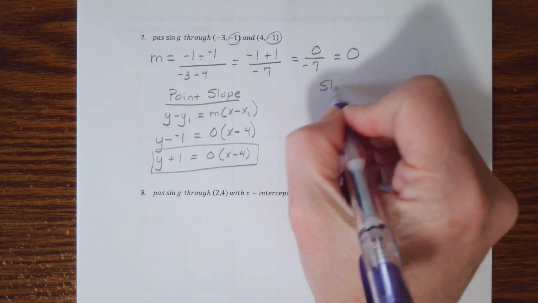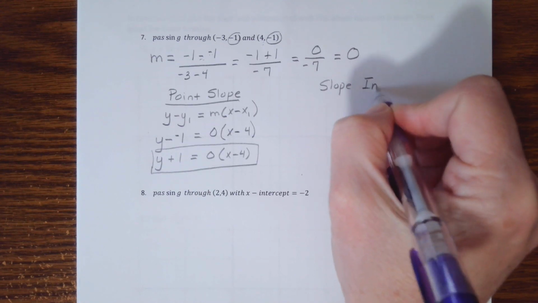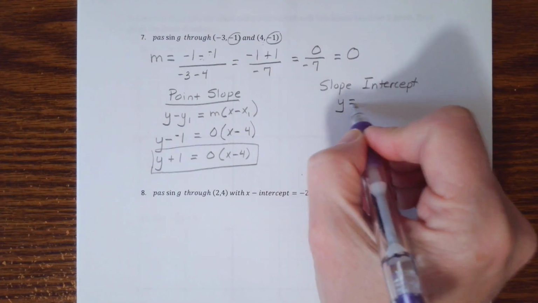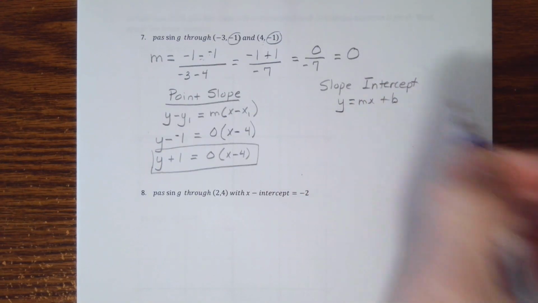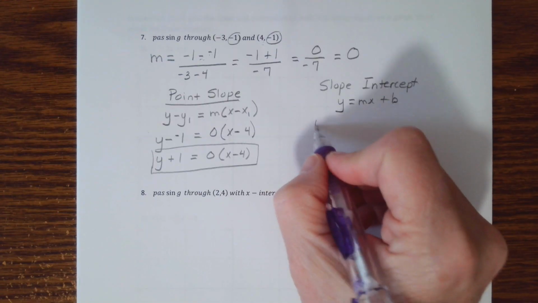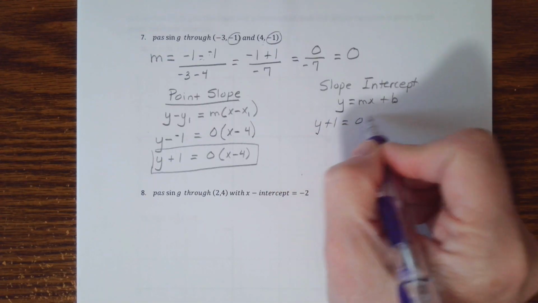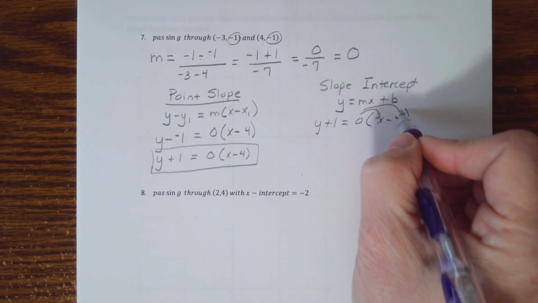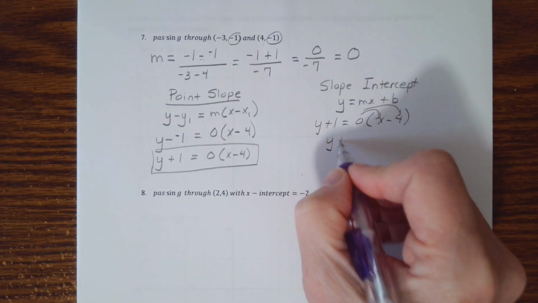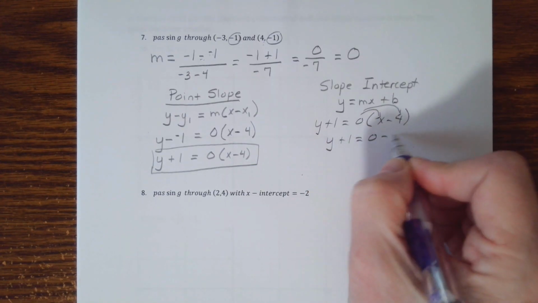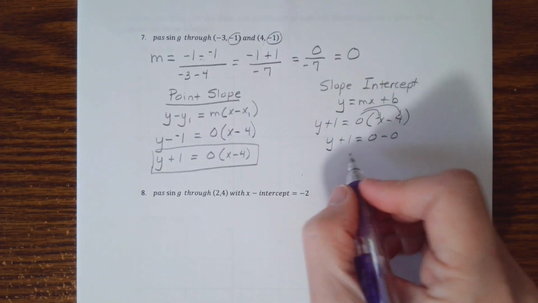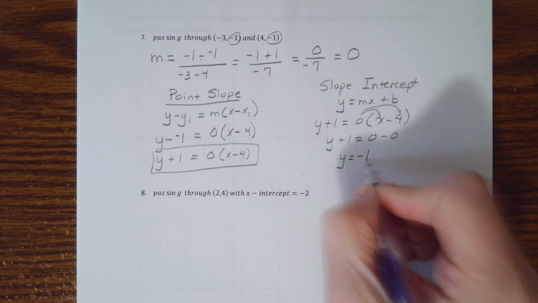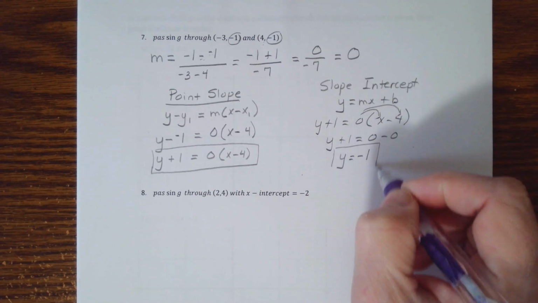For my slope intercept, which is y equals mx plus b, I would go y plus 1 is equal to 0, x minus 4. I would distribute. So this would be y plus 1 is equal to 0 minus 0. Okay, so 0 minus 0 is 0, so I'm going to bring the 1 to the other side, so this is y is equal to -1. And I'd be done.